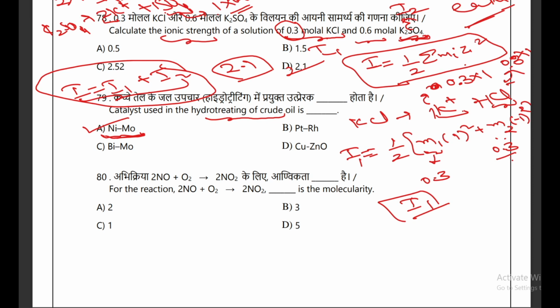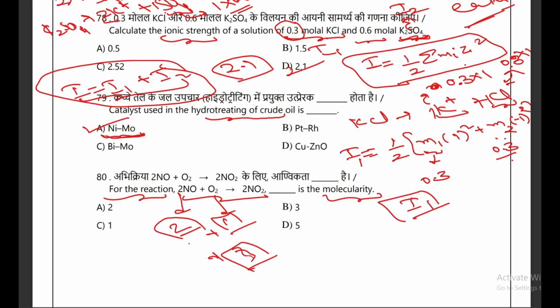And the last question, for this reaction, what is the molecularity? Molecularity is the number of reactant molecules involved in an elementary step. In this case there are 3 molecules, 2 for NO and 1 for oxygen, so the total number of molecules is 3. So in this case molecularity is 3 and your correct answer is option B.